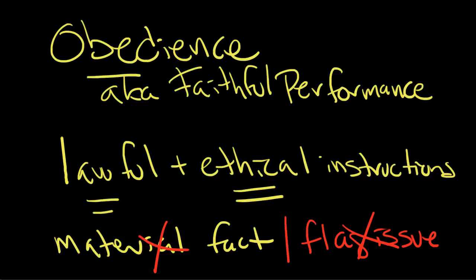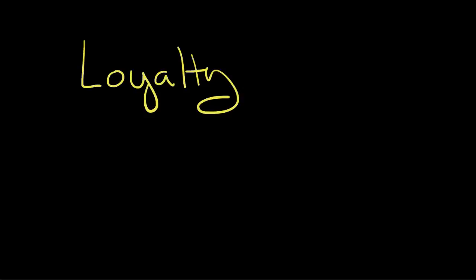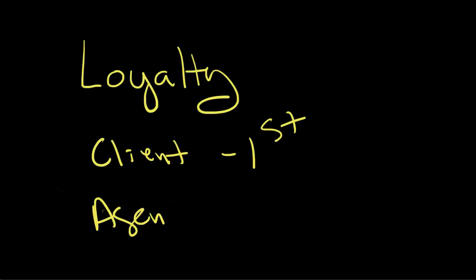So the next one is loyalty. With loyalty, let's go with yellow so you can see it a little bit better. There's yellow. Loyalty is the next one of our OLD CAR. You're always going to be placing your client's interest first. Client first. They are first, absolutely. Your interests as the agent are way down the line. That one's fairly obvious. The client always comes first. That is a fiduciary responsibility.